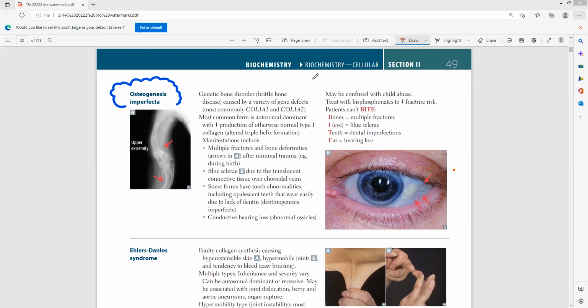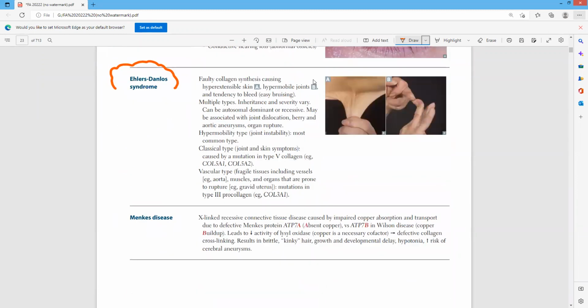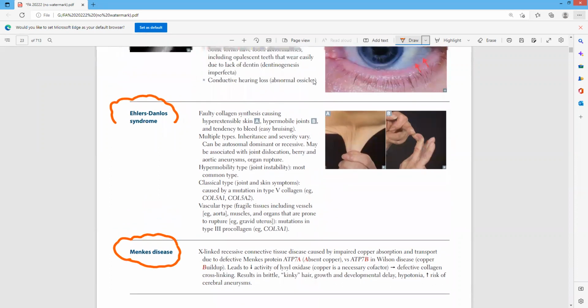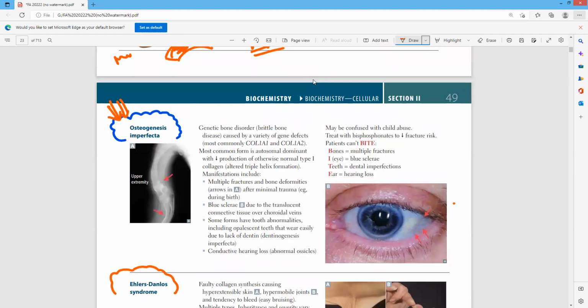Okay, to remember, to return back, you will have Osteogenesis Imperfecta. Here is Ehlers-Danlos syndrome, and here we have Menkes disease. I want to associate all of these diseases with collagen.